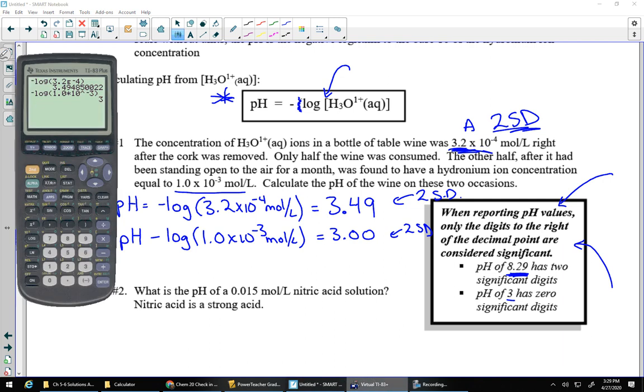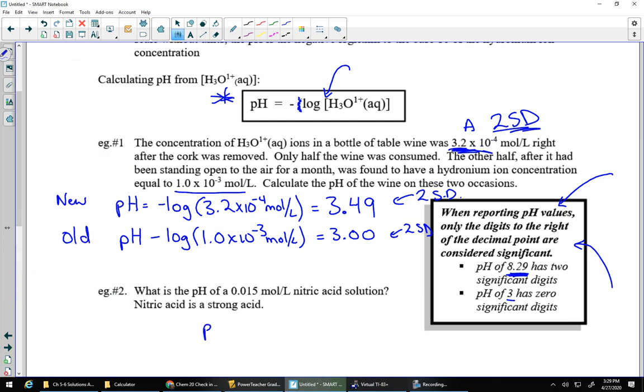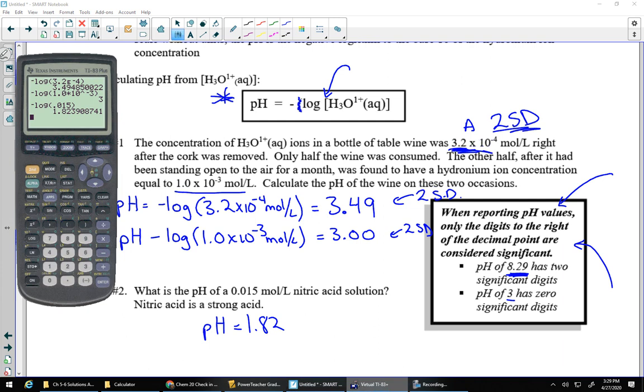Let's check out number 2 here. What is the pH of a 0.015 mole per liter nitric acid solution? Knowing that nitric acid is a strong acid, we're going to look for a fairly low pH, right? Strong acids should have fairly low pHs for the most part. So I'm going to do negative log, same thing we're doing each and every time, but I don't need times 10 to the power of anything, it's just 0.015. So there's my concentration of hydronium ion in that strong acid. So the pH is 1.82. I better make sure I rounded that correctly. Yes, 1.82 is my answer for that.